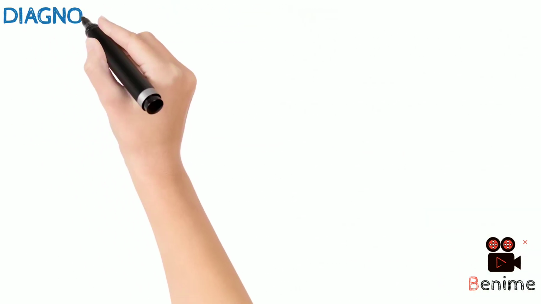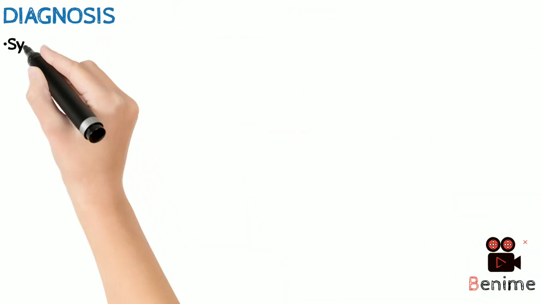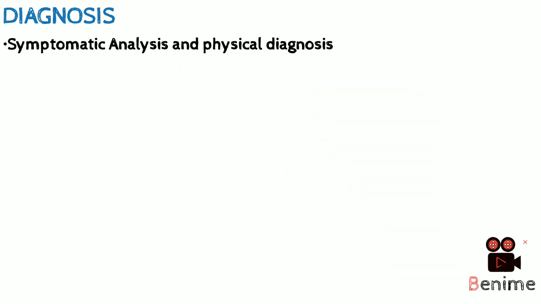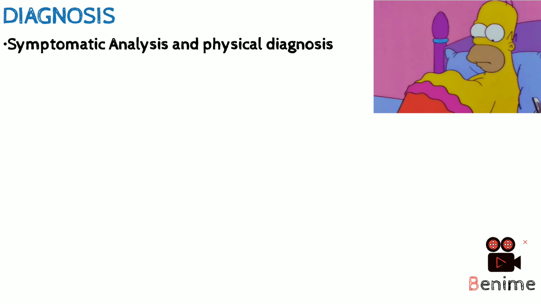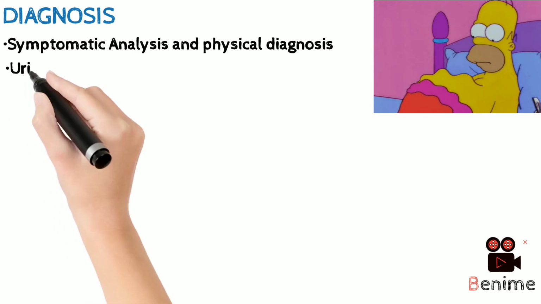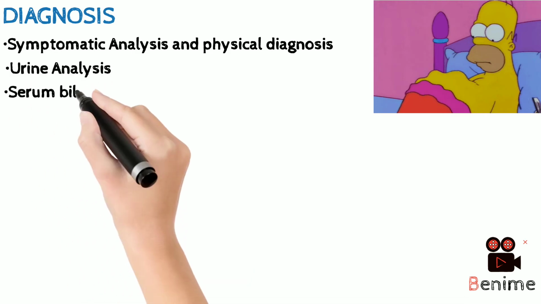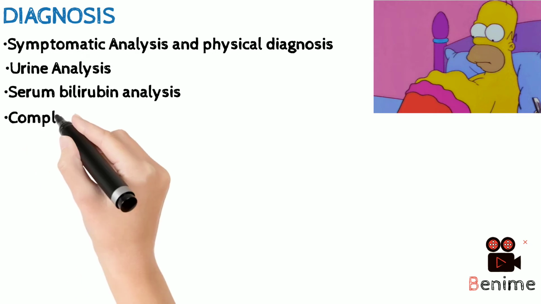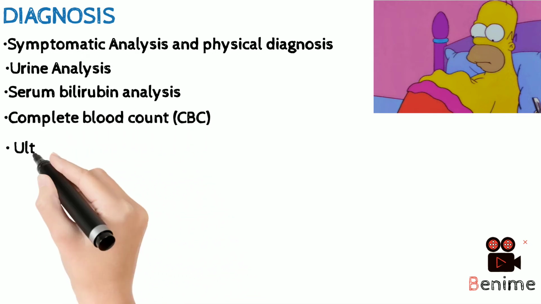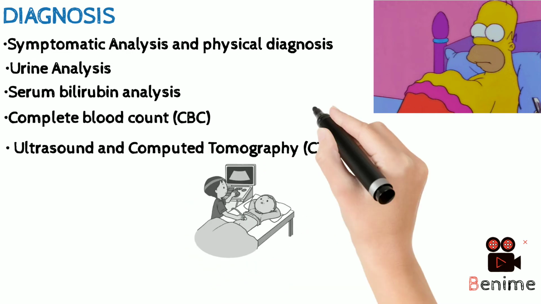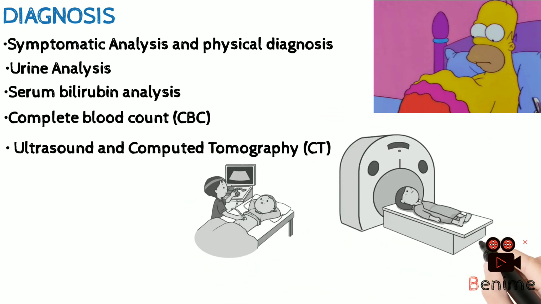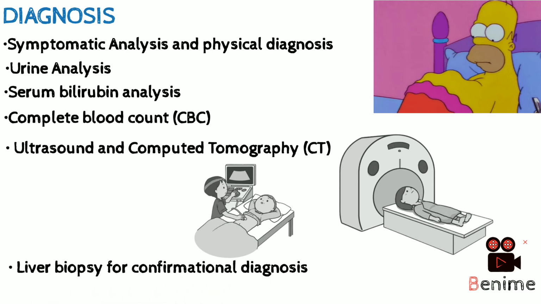Diagnosis of jaundice depends on physical analysis and the presenting symptoms like yellow skin and iris, upset stomach, etc. Adding on that, urine analysis, serum bilirubin levels, complete blood count, ultrasound, and CT scans are done for diagnosing the type and severity of the condition. Liver biopsy can be used for diagnosing the underlying cause and for differentiating it from other plausible causes.